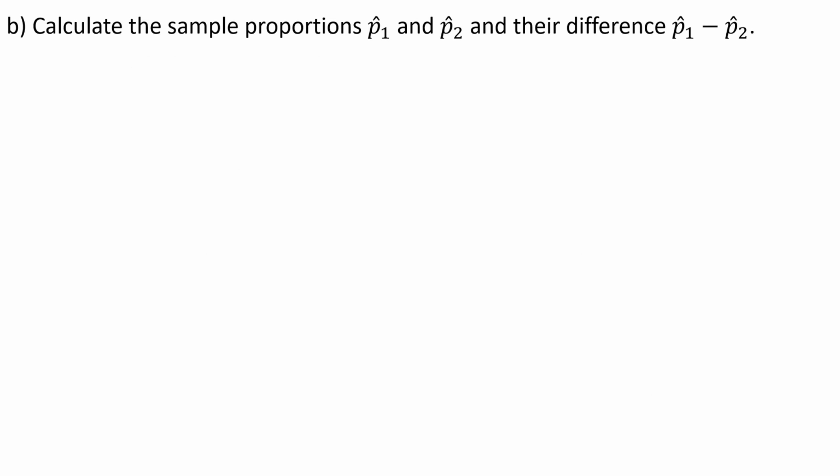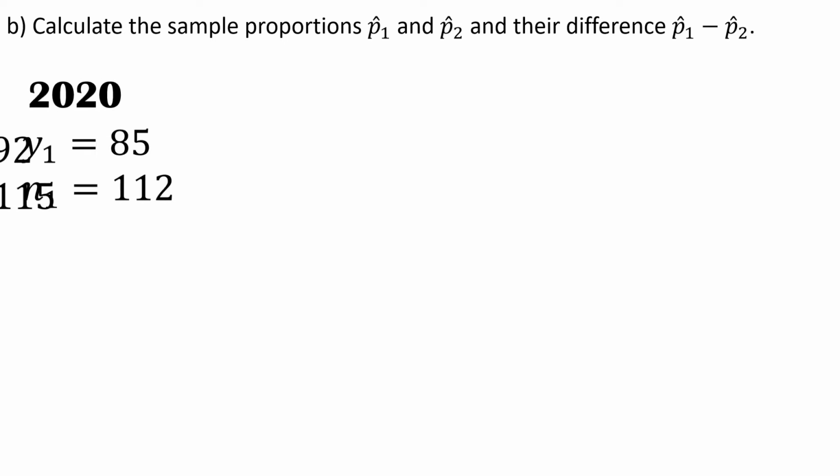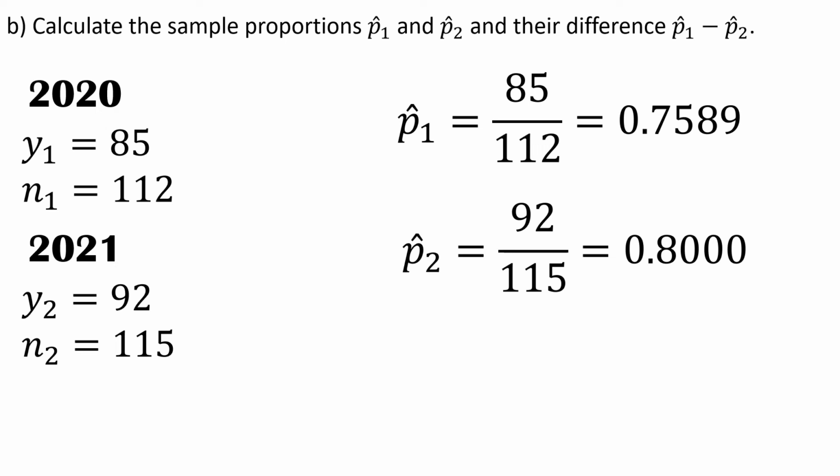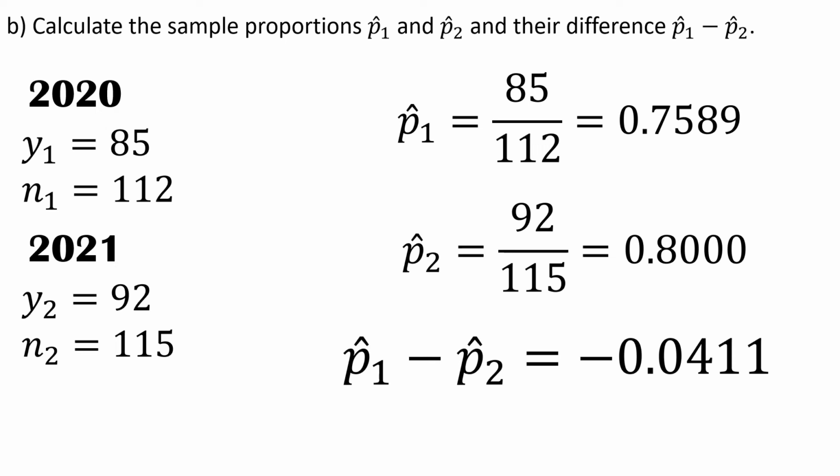Calculate the sample proportions, P1 hat and P2 hat, and their difference. So looking at the data, it's very straightforward to calculate P1 hat, 85 over 112. P2 hat is 92 over 115. And the difference between them, minus 0.0411. So this difference, P1 hat minus P2 hat, is a point estimate. It's our best estimate for the true difference, P1 minus P2.